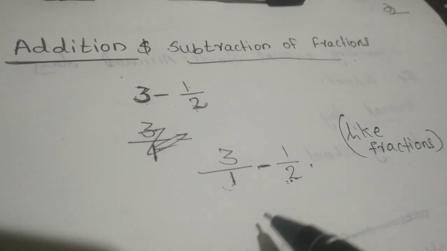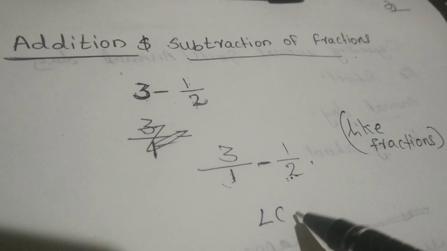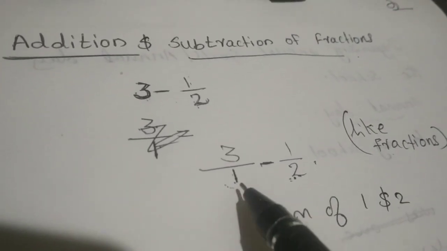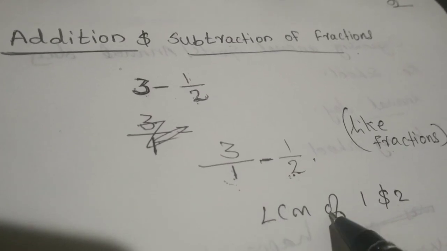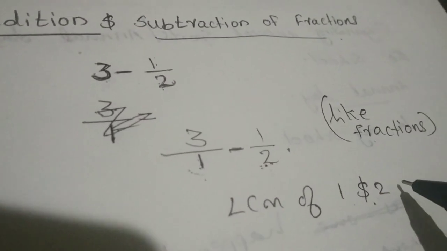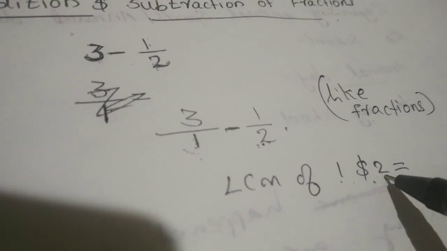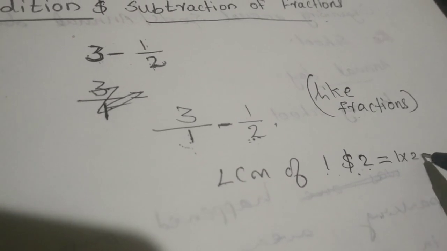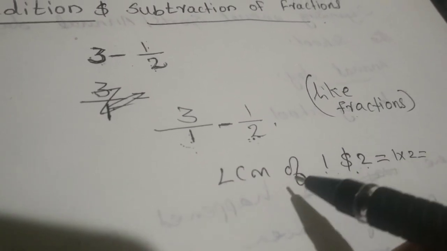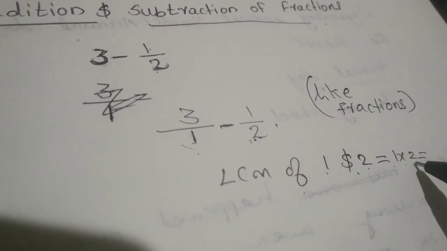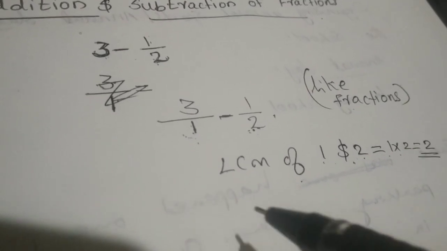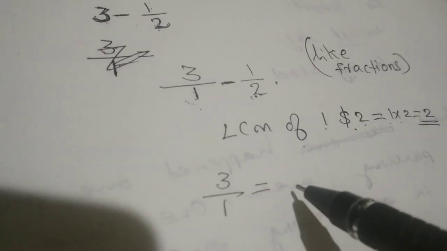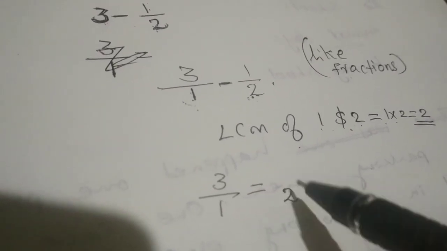For doing this, first we have to find the LCM of 1 and 2. The denominators are 1 and 2. For 1 and 2 there is no common factor, so we multiply these two numbers to find the LCM. 1 times 2 is 2 itself. So, 3 upon 1, we can change it to something upon 2.